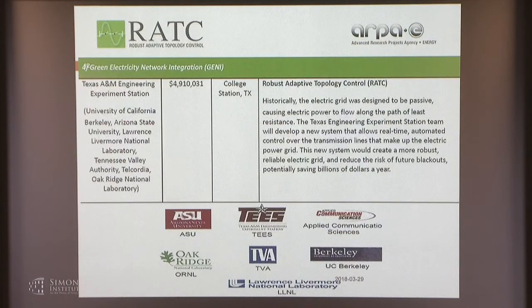So we actually got a project from ARPA-E in 2012, $5 million, a joint project of Texas A&M, Berkeley, Arizona State University, and several other institutions to demonstrate the commercial viability of topology control. And we have shown, using data from PJM, that over a high load period, we could have saved $100 million by curtailing one line at a time, just one line, the best line that you can.